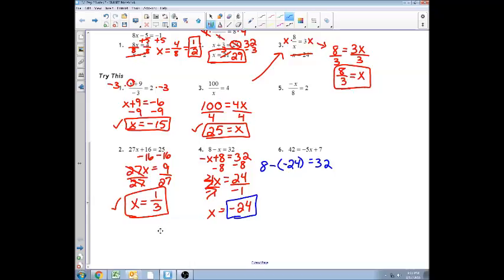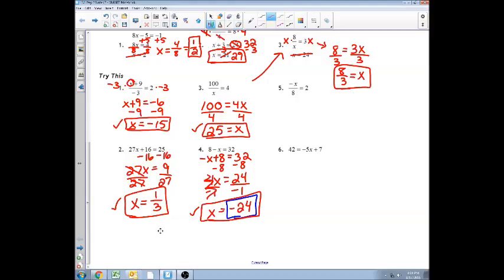Okay? Well, this is just like -1, and I need to distribute, so it would be 8 plus 24 is equal to 32. 8 plus 24 is, in fact, 32. So my answer is good. Go ahead and box my entire answer. Put a little check mark next to it because it worked out. All right. The last one, number 6.